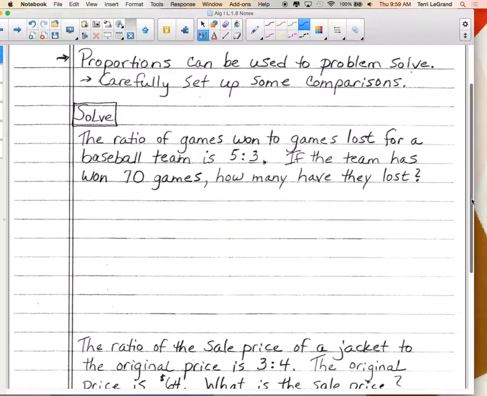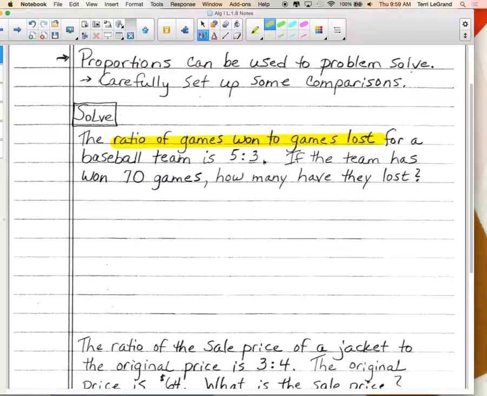The ratio of games won to lost. Here's the deal, folks. It matters the order that they are talking about. So you might want to circle that, underline that, star that, something. Highlight it if you have your own highlighter. Come up here and get a highlighter from me if you want one in that basket, whatever. The ratio of games won to lost. So in other words, the numerator should represent what?